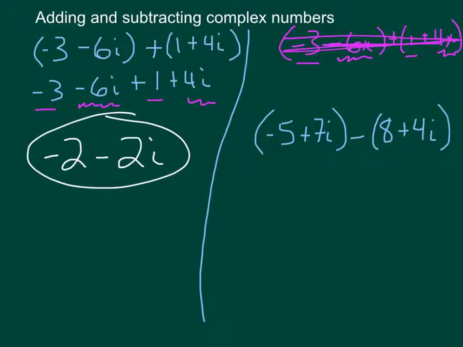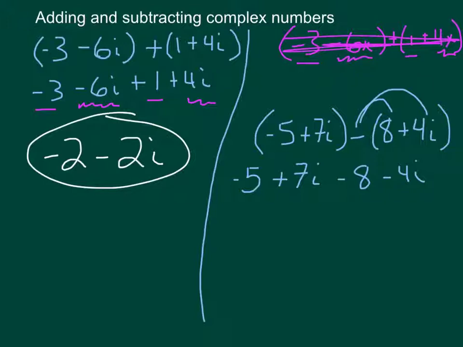I'm going to rewrite it without parentheses, so I'm going to go negative 5 plus 7i. Now on that one I didn't change, I just wrote exactly what was up here, just without the parentheses. Okay, for the next one I'm going to do this. I've got to distribute that negative to the 8, that's going to give me a negative 8. I've got to distribute that negative to the 4i, that's going to give me a negative 4i. That's the crucial part. Make sure that you distribute that negative to everything inside.